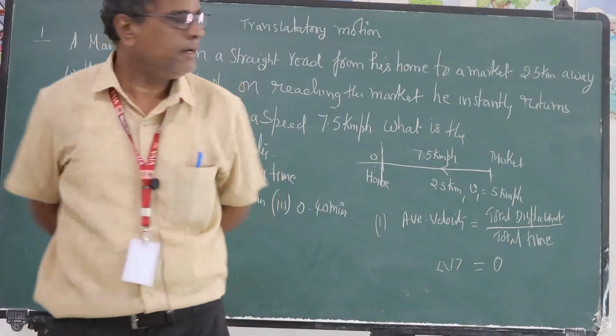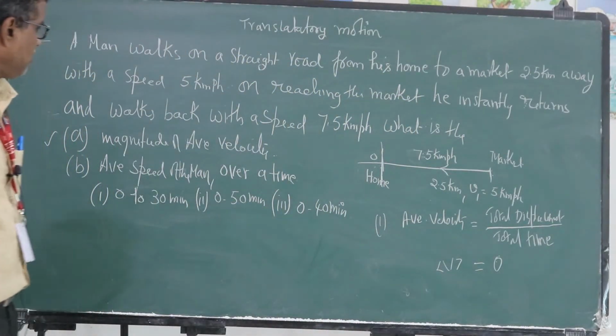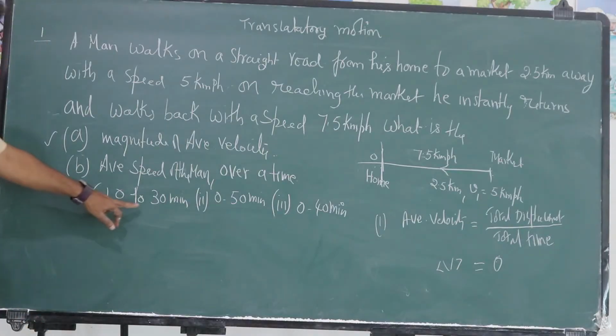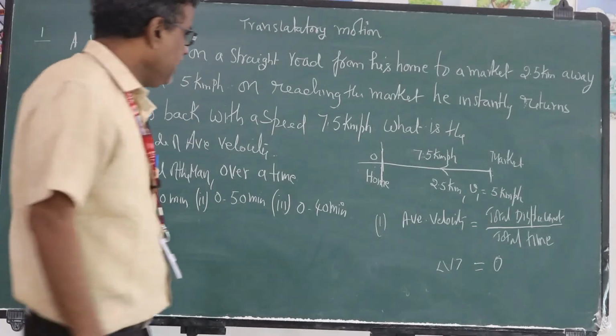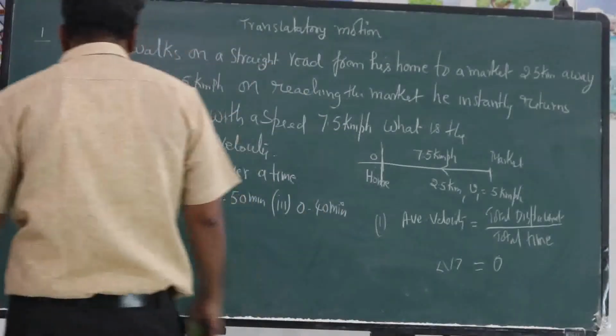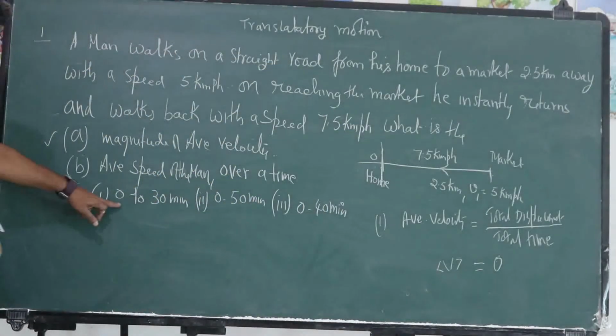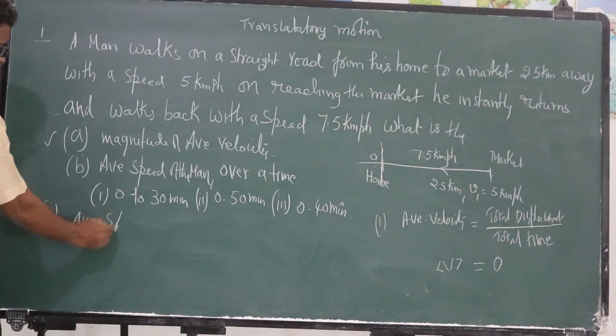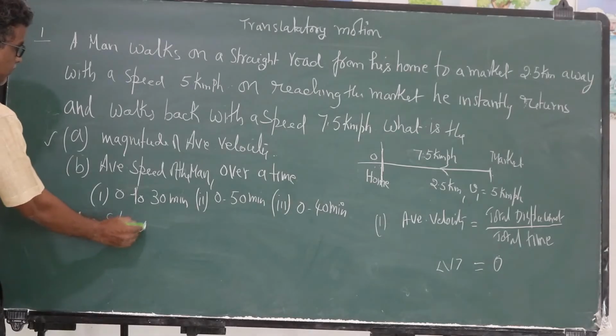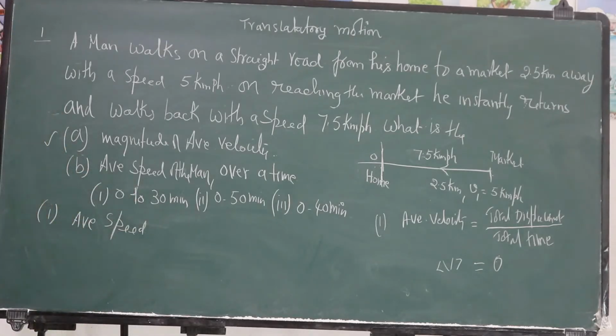Next, the average speed of the man over the time interval 0 to 30 minutes. So 30 minutes, how many hours? 30 minutes is half an hour. Now I want the average speed, so I will rub this problem and write here.